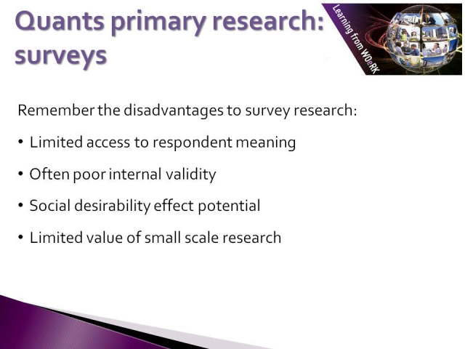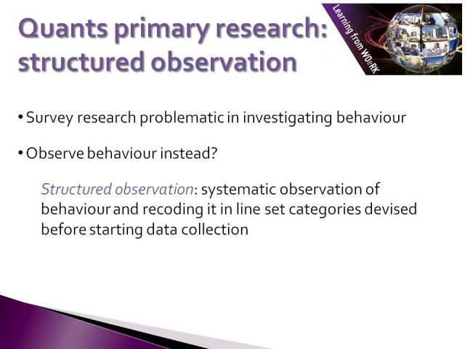Now, the second type of quantitative primary research method is the structured observation. Survey research can be problematic in investigating behaviour, and one of the things we can do is actually observe behaviour instead.